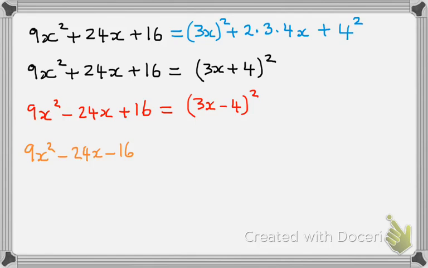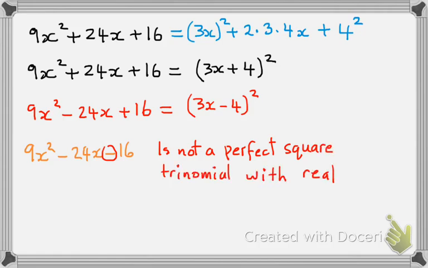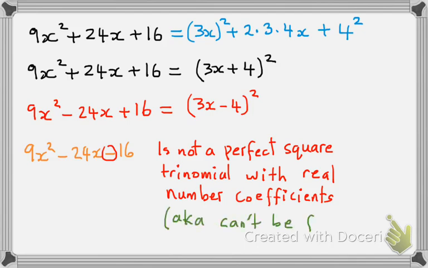Now, one more thing. What if the constant term has a negative attached to it? Right? In that case, this will not be a perfect square trinomial with real number coefficients. We are not able to factor this. Okay, that's what that means. So if you are having a negative attached to your constant term, in whatever case, you are not able to factor as a perfect square trinomial. That's also the same thing as saying you cannot factor this.